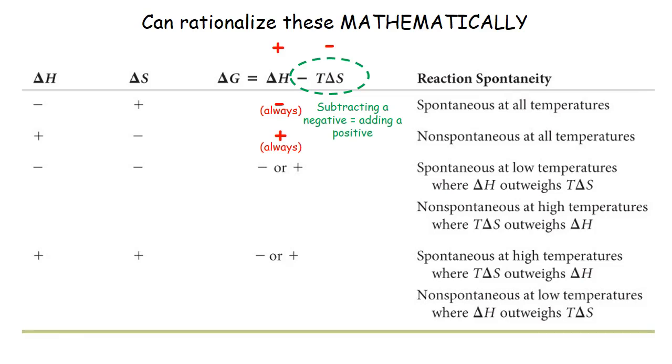Now things get a little bit more confusing mathematically when we have delta H and delta S being the same sign, them both being negative. If you look here, we're still subtracting a negative, which means we're adding a positive value, but we're adding a positive value to a negative delta H value. So delta H is some negative value. If we add a number that's large enough, we will make a positive number.